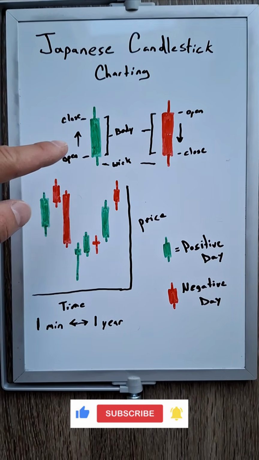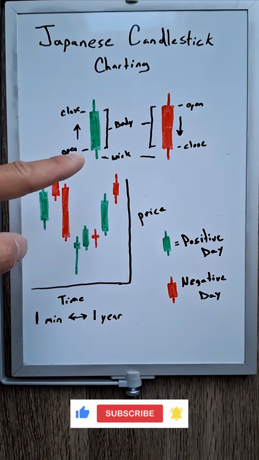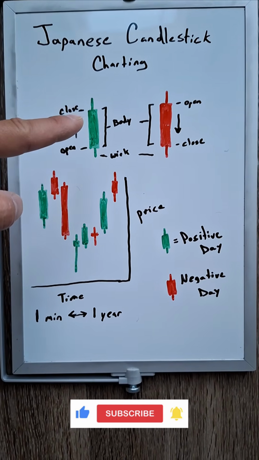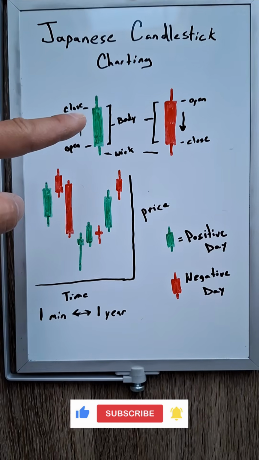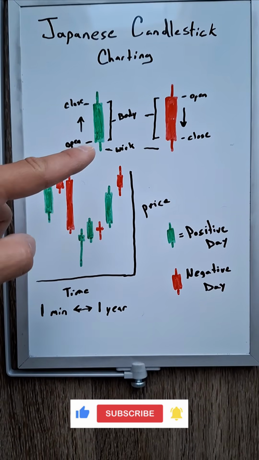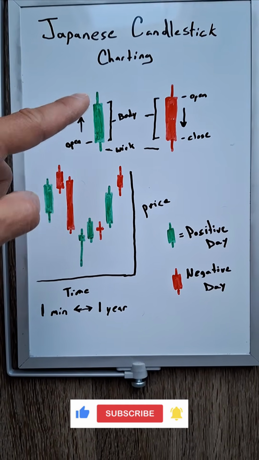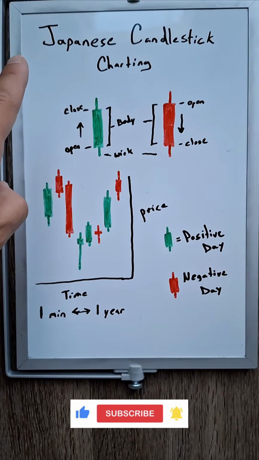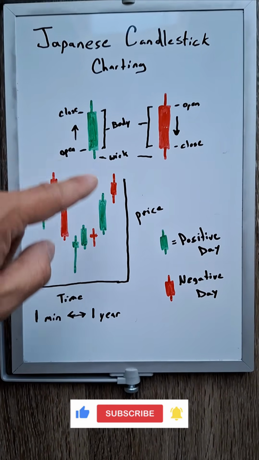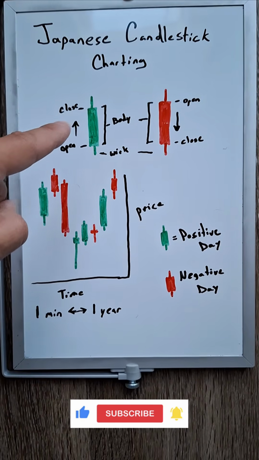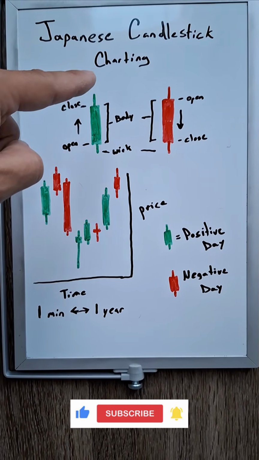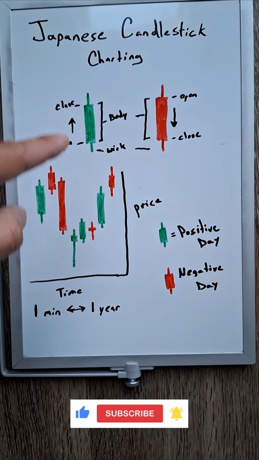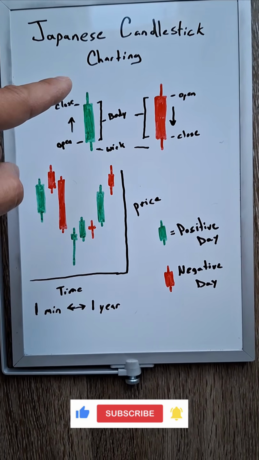So if your candle is green, that means you opened at the bottom of your candle and your close price was at the top of your candle. And the reason you know that your open is on the bottom and your close is on the top is because the candle is green, which means that there was a positive move on that day. Your wicks are the extremes. So at some point throughout that day, the price hit above the closing price and below the open price. So that means there was a lot of volatility within that day.